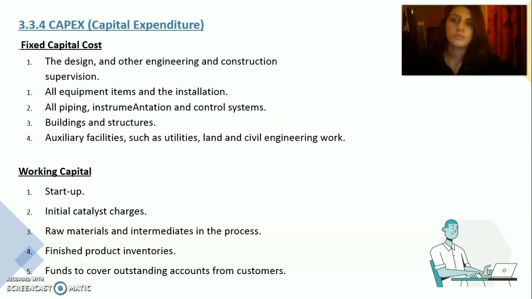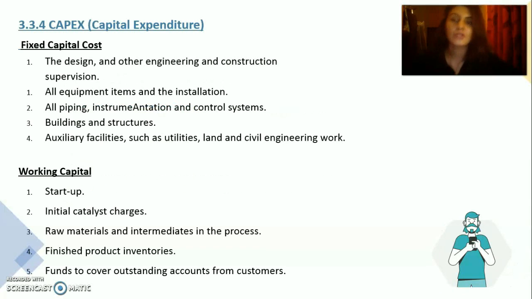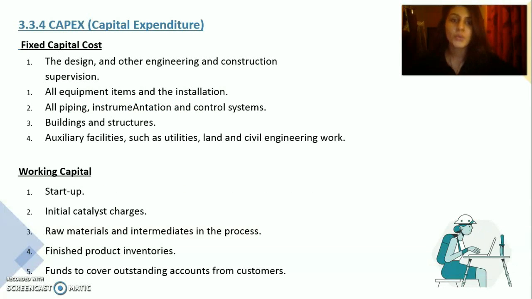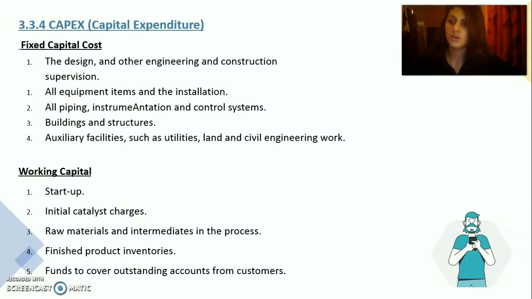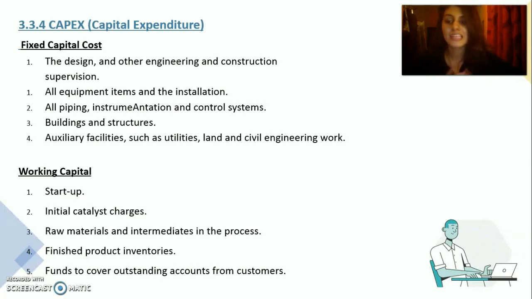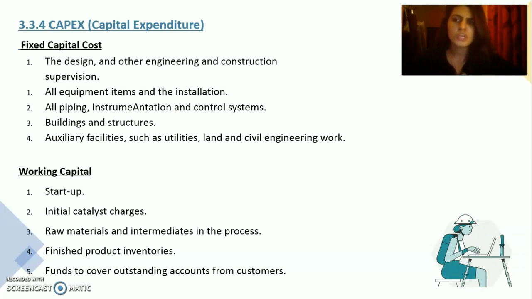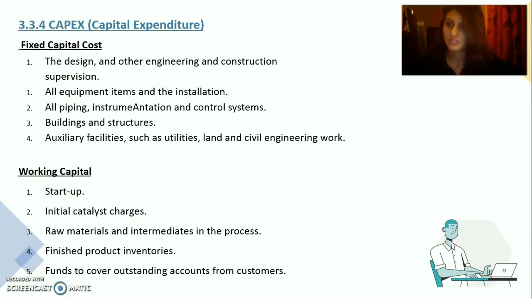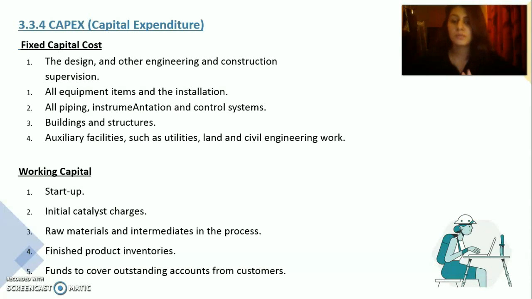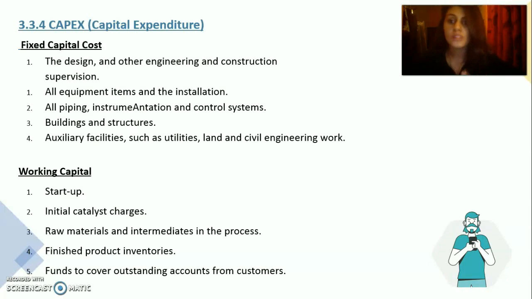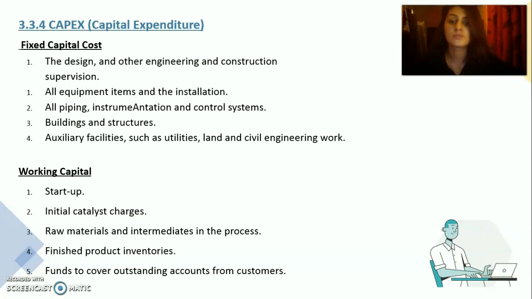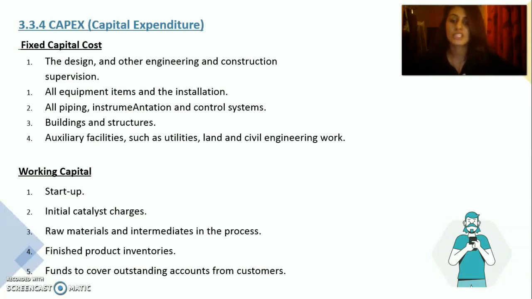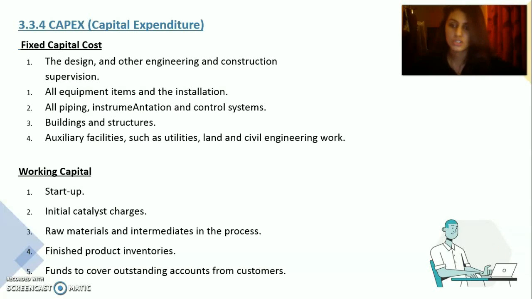Next, it is also important to take into account the CAPEX and also the OPEX. The CAPEX, which is the capital expenditure, will be divided into two different costs, which will be the fixed capital cost as well as the working capital. The fixed capital cost under CAPEX would be the design and other engineering and construction supervision, all the equipment items and the installation, all the piping, instrumentation and control systems for our plant, the buildings and structures, as well as the auxiliary facilities such as the utilities, land and civil engineering work.